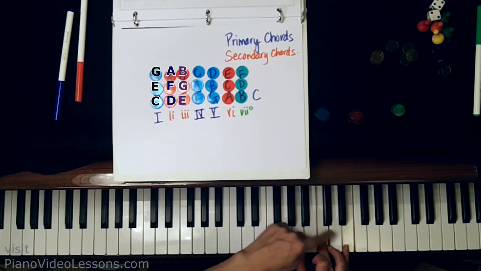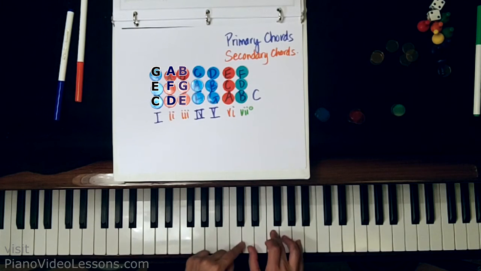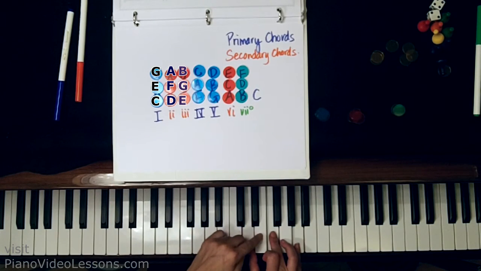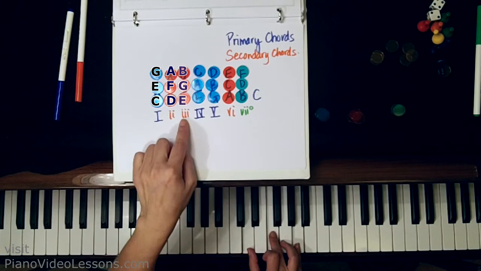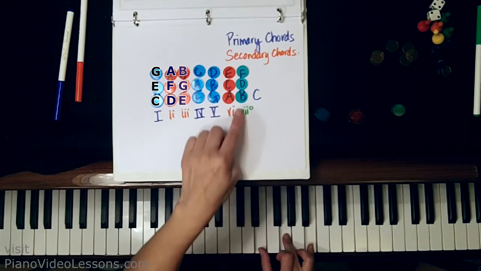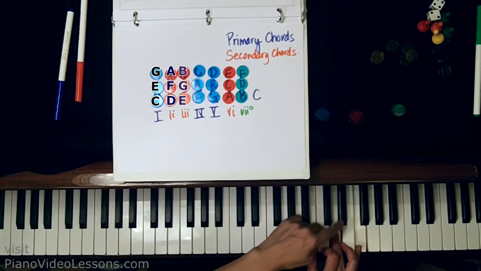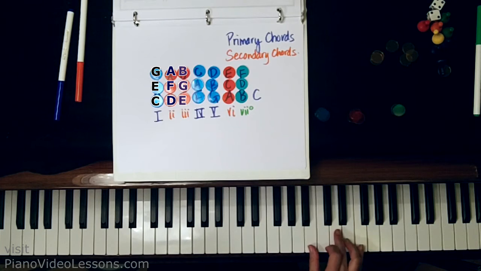Now let's see how many we skipped at the top. Now we have 3 at the top. So now let's go to D, skip 2, skip 3. E, skip 2, skip 3. Now let's check out B. Skip 2, skip 2. So this is why this one has a different sound.